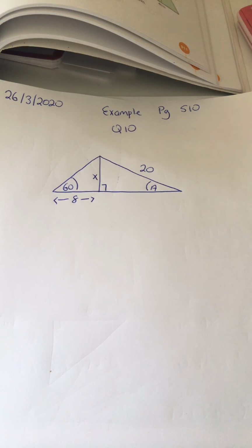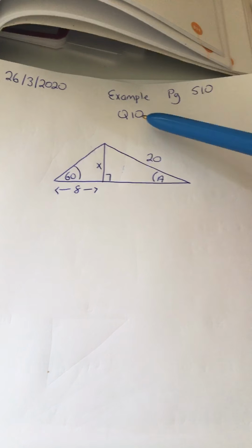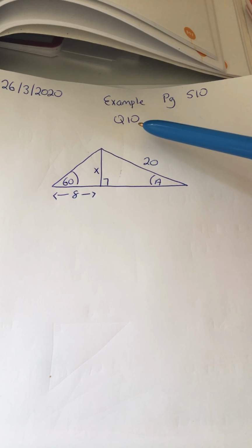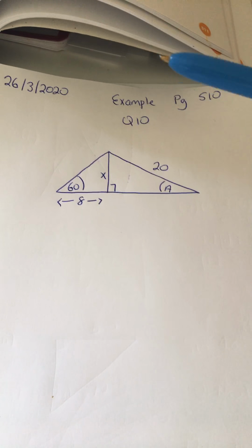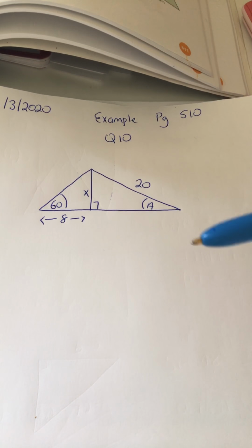Okay, so today's example is on page 510, question 10. Just like yesterday, pause this video to get your triangle drawn and then play again when you're ready to go.